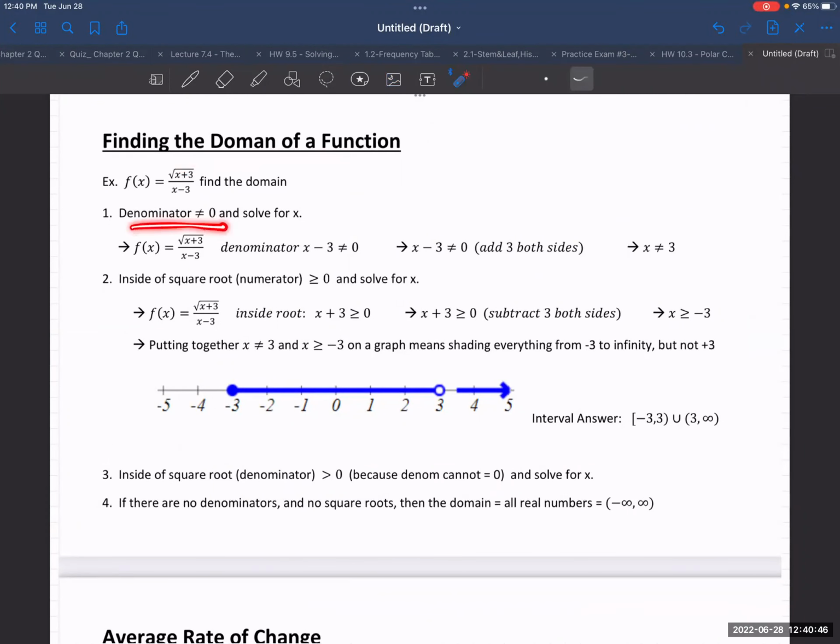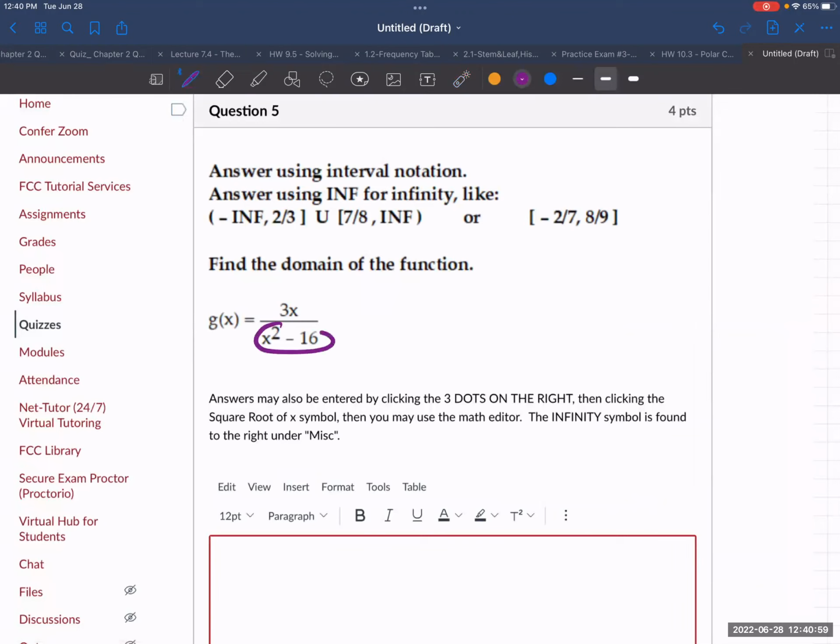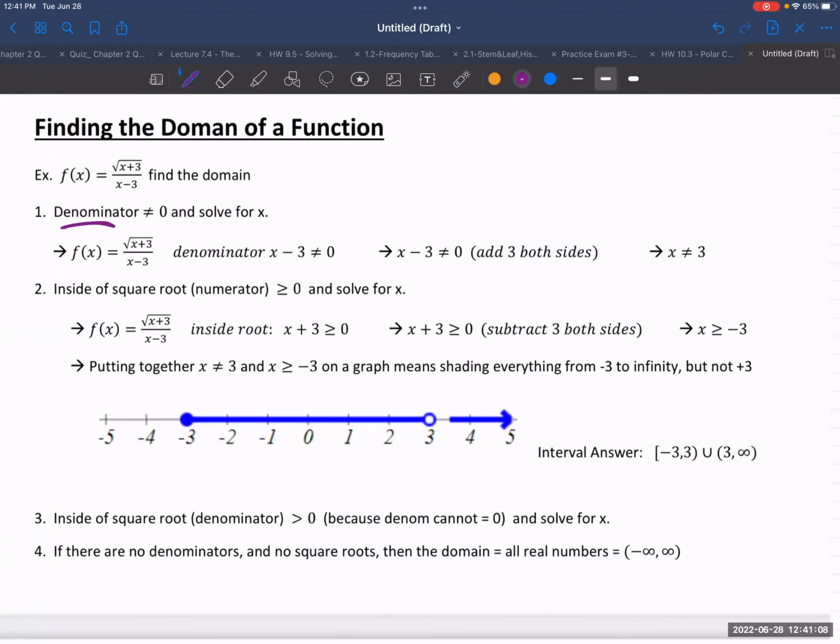Well, number 1, denominators cannot be 0. Number 2, inside of a square root is greater than or equal to 0, right? And then go on from there. So number 1, denominators cannot be 0. So let me do that. The denominator is x squared minus 16, not equal to 0. See that? Denominator not equal to 0.